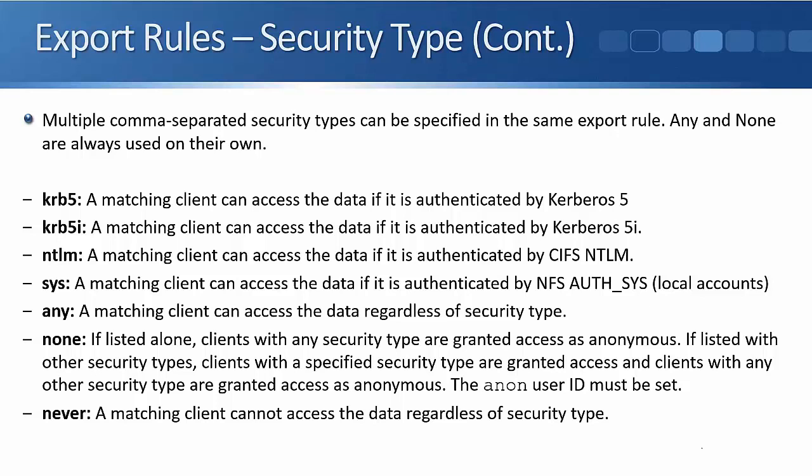For example, if we said on the same line, sys and none as well, then users who authenticated with type sys will be authenticated with their user ID. Users who authenticated with any other authentication mechanism will be given the anonymous user ID. If that doesn't make sense yet, don't worry. We're going to be covering the anonymous user in more detail later in this lesson, and I'm also going to give you some examples so you can see how this all works.